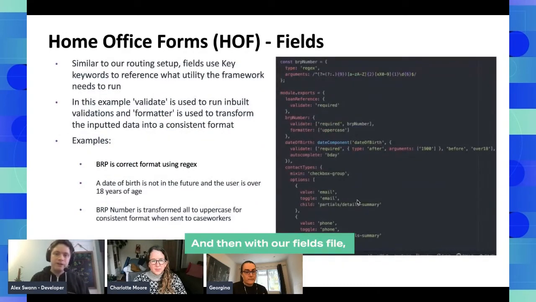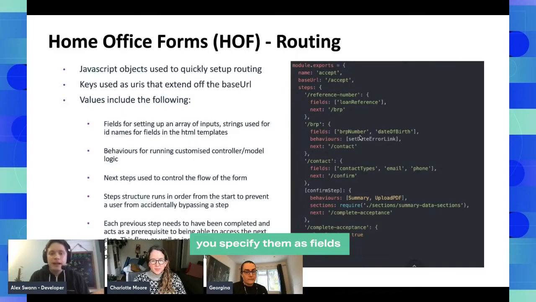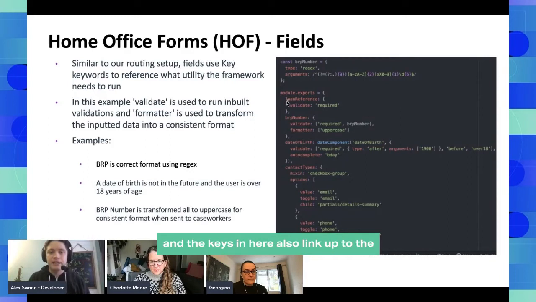And then with our fields file, you saw back in our routing, we specify these as strings, right? So what are those doing? You specify them as fields, and let's say we've got a BRP number input field that's just going to have an ID of that. We also have a fields section, and the keys in here also link up to the array of strings in the routes file.